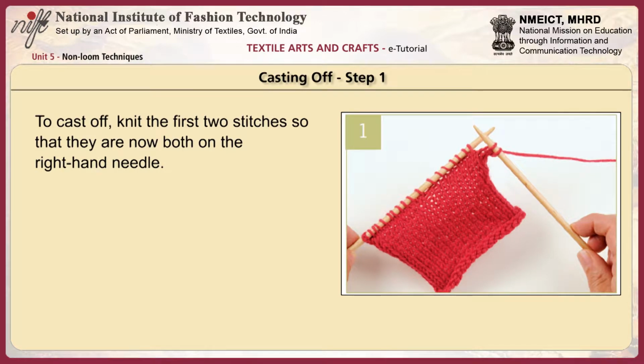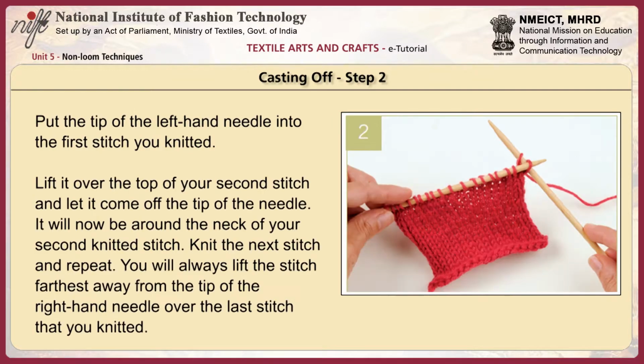To cast off, knit the first 2 stitches so that they are now both on the right hand needle. Put the tip of the left hand needle into the first stitch you knitted. Lift it over the top of your second stitch and let it come off the tip of the needle. It will now be around the neck of your second knitted stitch. Knit the next stitch and repeat. You will always lift the stitch farthest away from the tip of the right hand needle over the last stitch that you knitted.